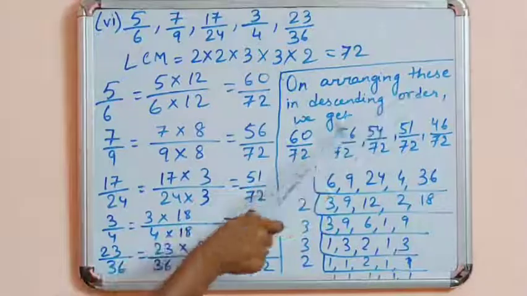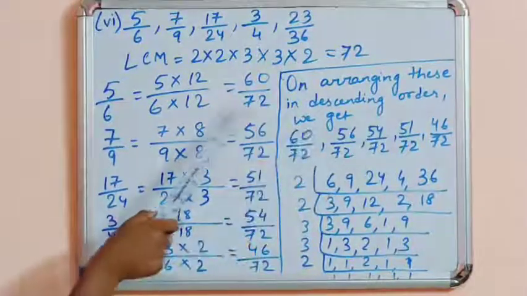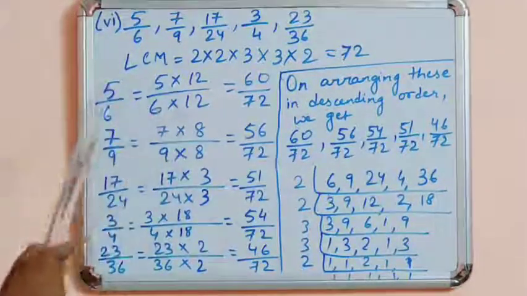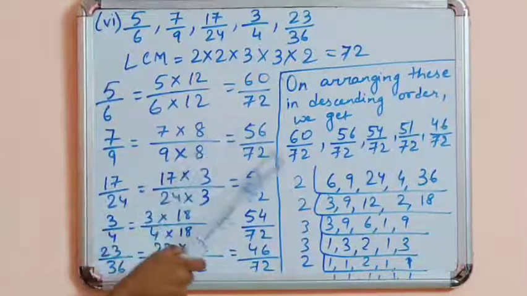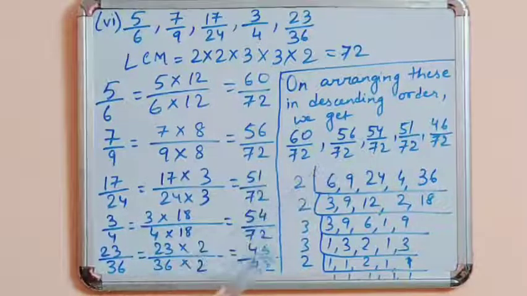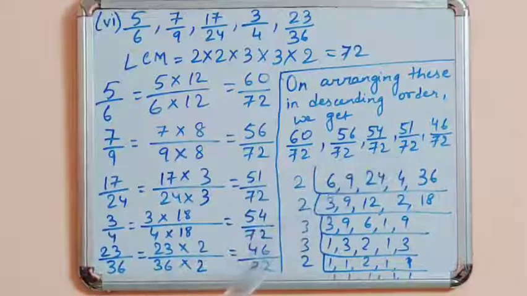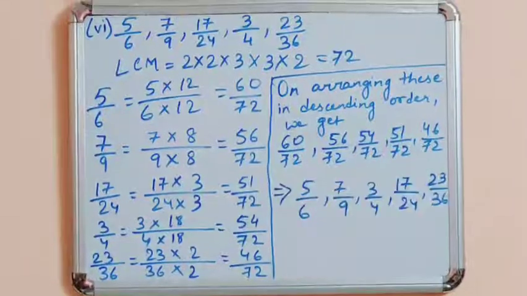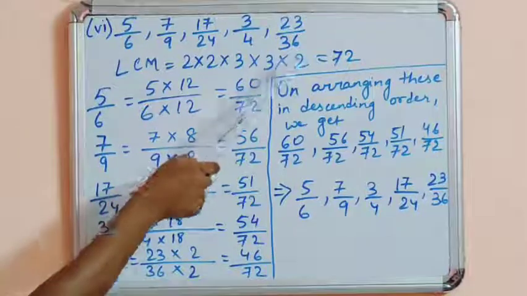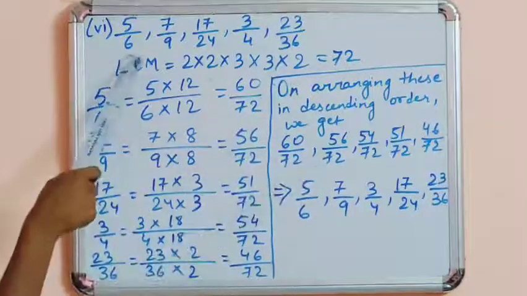Now on arranging these in descending order, we will have the greatest one first. So we will move from bigger to smaller. So 60 by 72, then 56 by 72, then we have 54 by 72, then 51 by 72, and then 46 by 72. But we cannot leave this here because the question was this. So we have to again convert this back to this one.